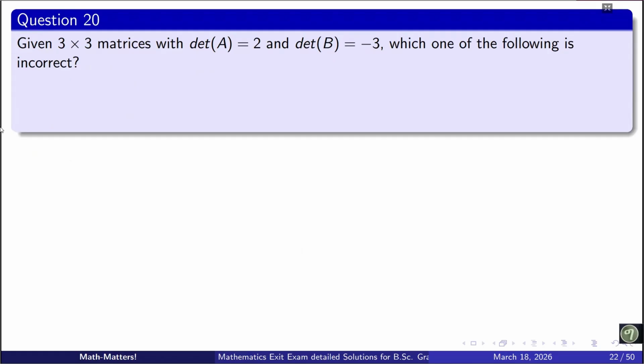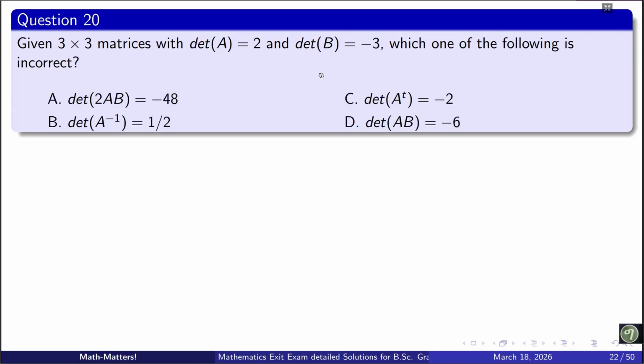Next, given a 3 by 3 matrix with two matrices, A and B, such that the determinant of A is equal to 2 and the determinant of B is minus 3. Then which one of the following is incorrect? We have to select the incorrect one. The first one, the determinant of twice of AB is equal to minus 48. The determinant of A inverse is 1 over 2, and others are given here. So we have to know the relationship that exists between the determinants of two matrices and the determinant of their product, and the relationship between their inverses and transposes.